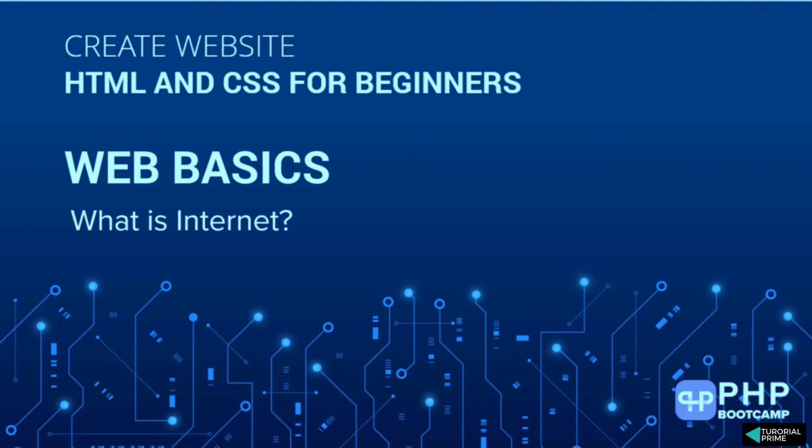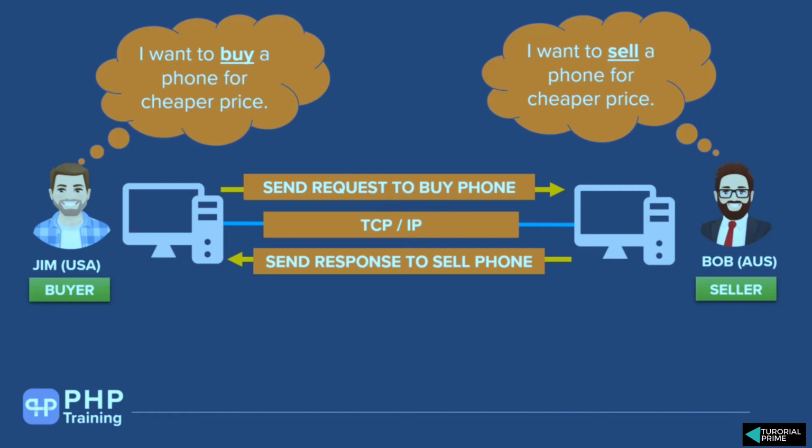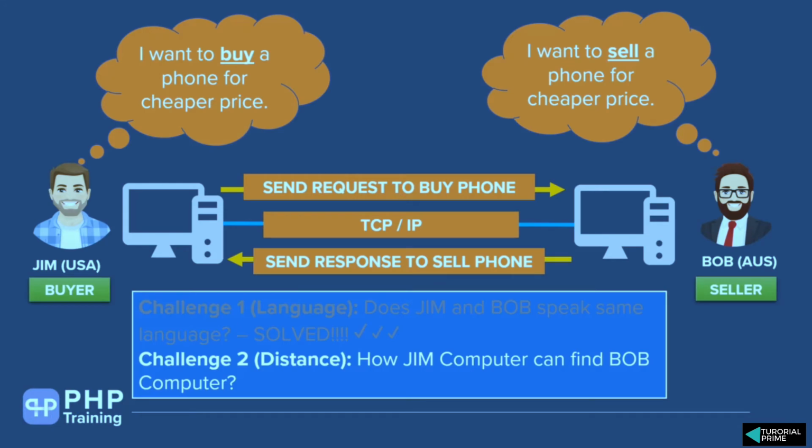Let's understand what is internet. So let's look at the problem that we are solving here. We have solved the first challenge, the language challenge: how Jim and Bob can speak the same language. Now Jim and Bob agree on the same language and then they communicate. So let's understand the second challenge, the distance problem. How can Jim's computer find Bob's computer? And in understanding how they solve this problem, we'll understand what is internet as well.